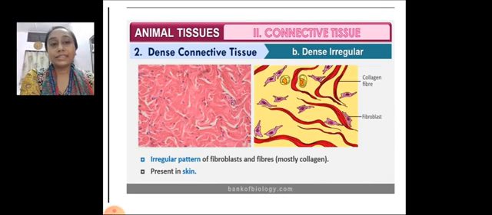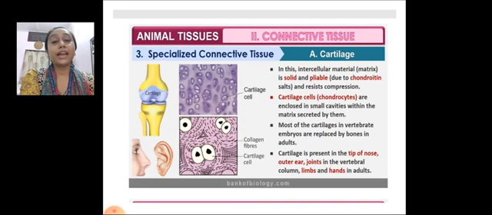Dense irregular connective tissue: here the cells and the fibers are not arranged in a regular fashion. Otherwise the matrix is similar, not so fluid. This tissue is present in our skin. These fibers are collagen fibers, and they make our skin tough and free of wrinkles. When we age, these collagen fibers start breaking. Facial creams have collagen to prevent wrinkles, is it not? I don't know if it does that in reality.